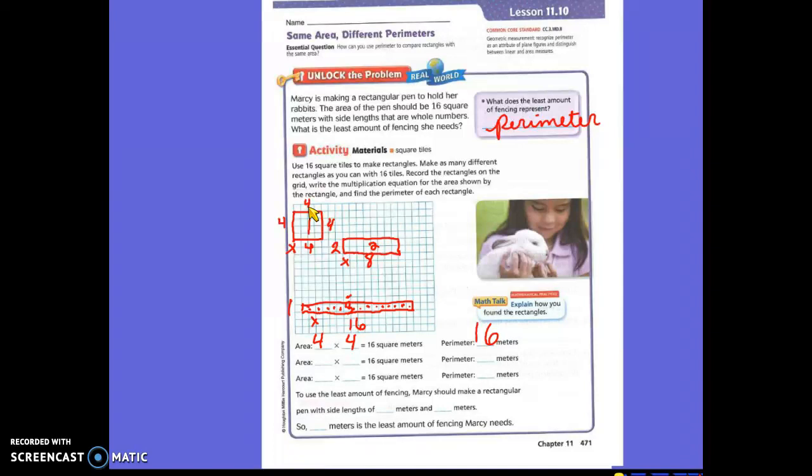Now, let's do the area for number 2, for rectangle 2. Okay, area is where you multiply the length and width. Okay, so what's the length for number 2, Tyson? For rectangle number 2, what's the length?